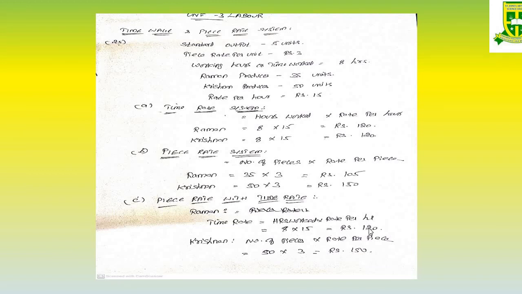8 into 15 is 120, because he gets more amount there. And for Krishnan, in time rate he is getting 120. In piece rate he is getting 150. For him, which one is beneficial? Piece rate. So under piece rate, apply the formula, and the answer is 150. So this is the time rate system.